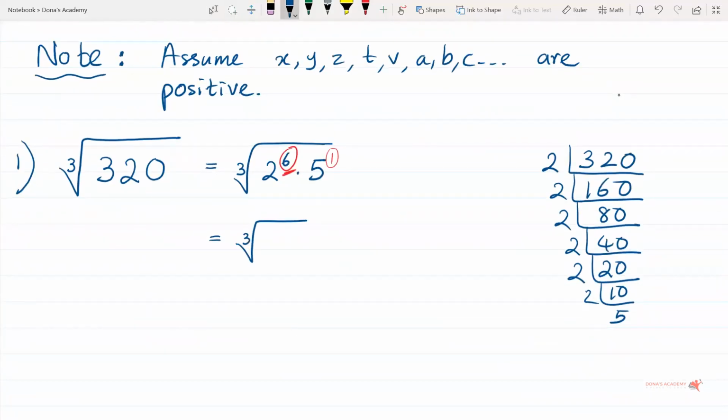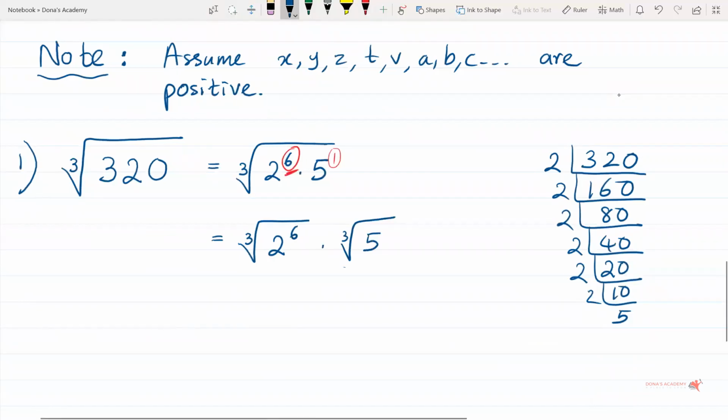Third root of 2 to the 6 times third root of 5. This piece is already satisfying those conditions, right? However, this is not. Now, since I have 3 here, if I have 3 as an exponent, then I can simplify it using the properties, okay?